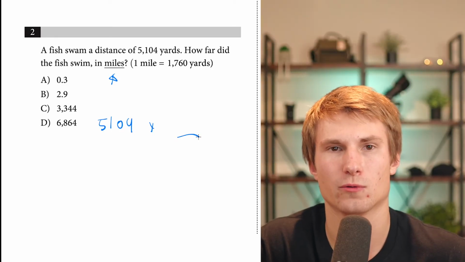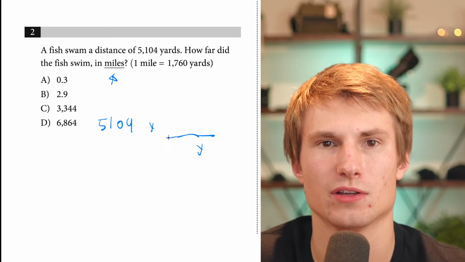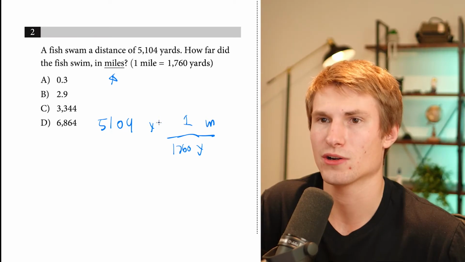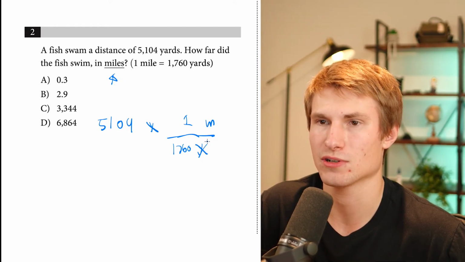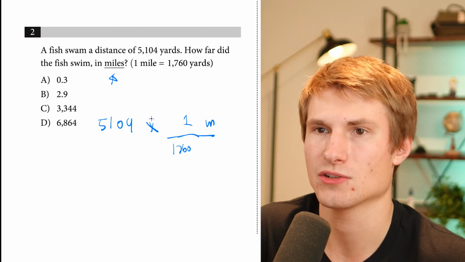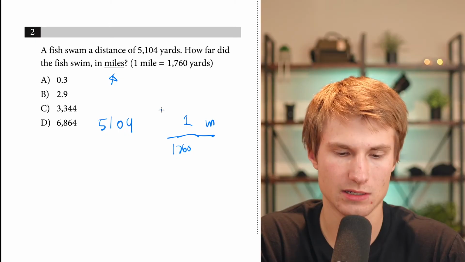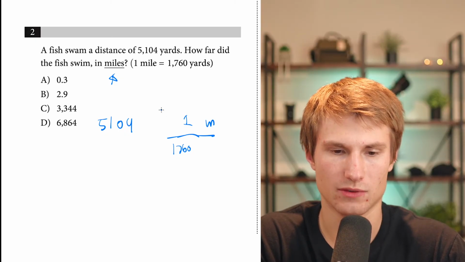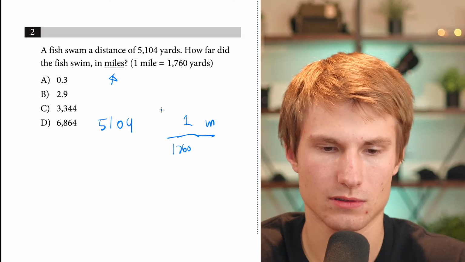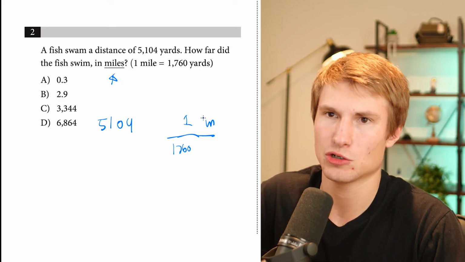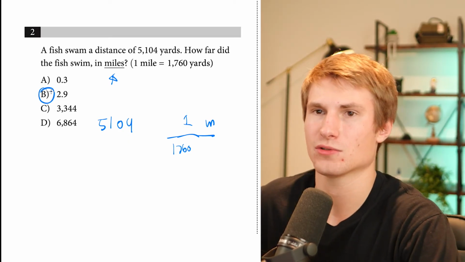We take 5,104 yards, we divide it by the number of yards in a mile, so that's 1760. We see that we're going to be left with our units in miles. So that's a great way to check that you are setting things up correctly. As you can see, yards are going to cancel. So we put this in our calculator, 5,104 over 1760, and that will give us a value of 2.9, so our answer has got to be B, and we can go and move on to our next question.